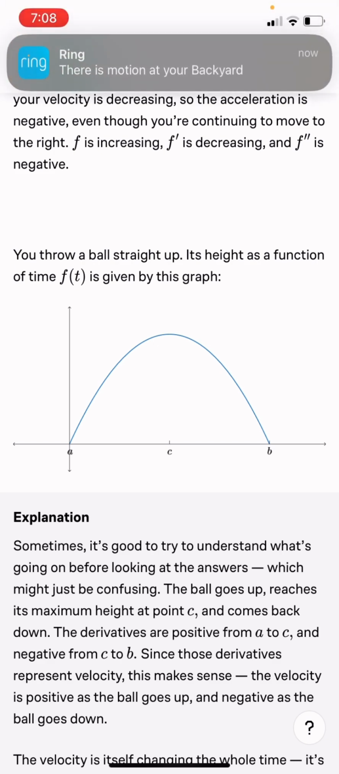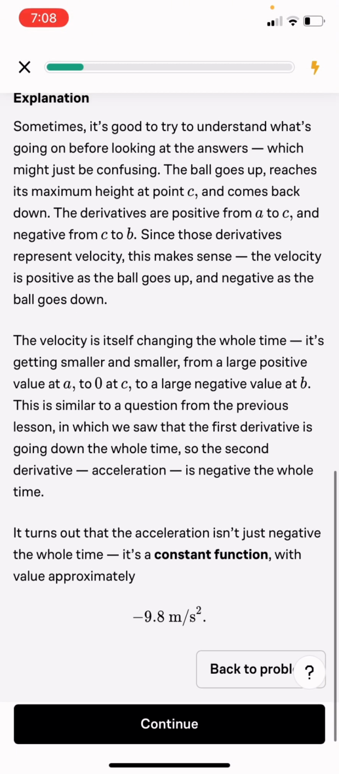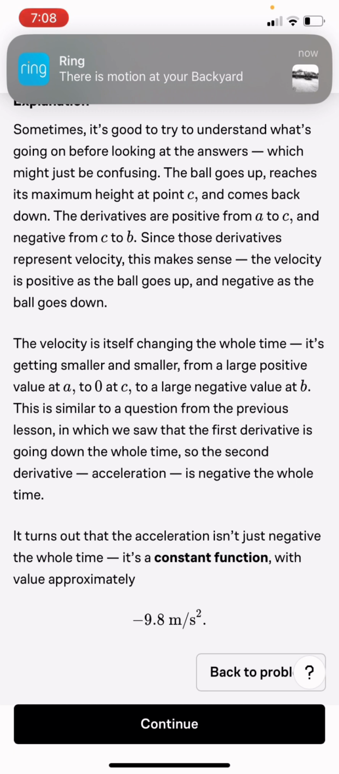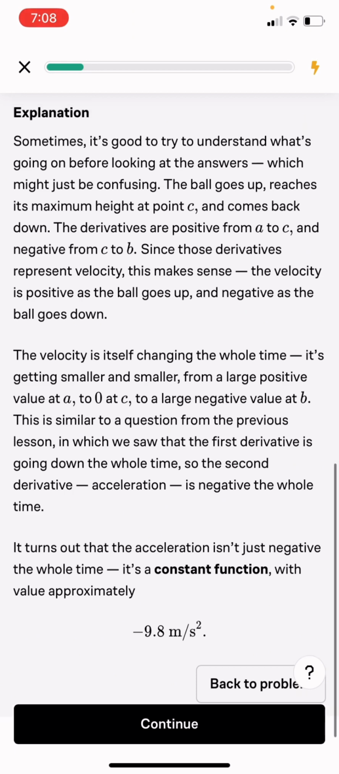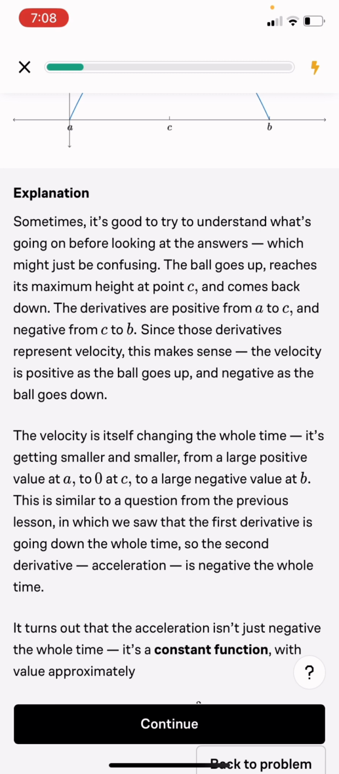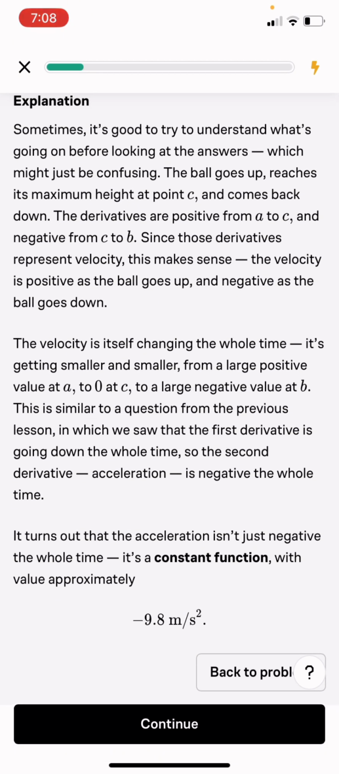Velocity is itself changing the whole time. It's getting smaller and smaller, from a large positive value at A to 0 at C to a large negative value at B. This is similar to the question from the previous lesson, in which we saw the first derivative is going down the whole time. So the second derivative, acceleration, is negative the whole time. It turns out acceleration isn't just negative the whole time. It's a constant function with value approximately negative 9.8 meters per second squared, which is basically the gravitational force of the Earth.